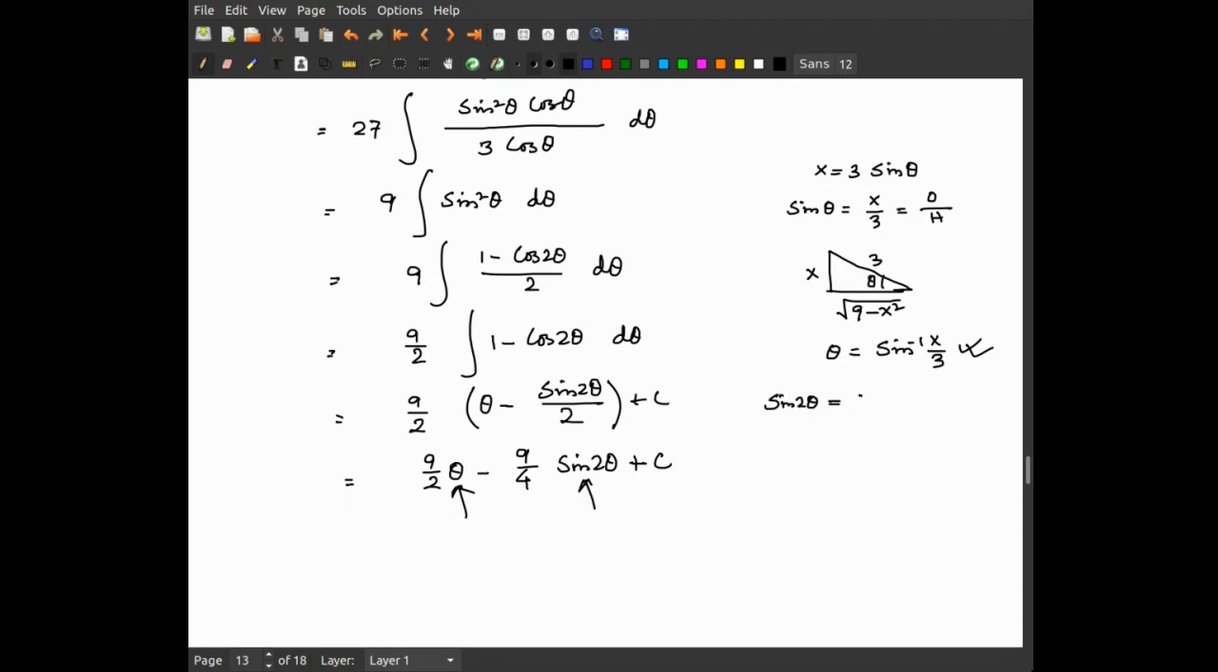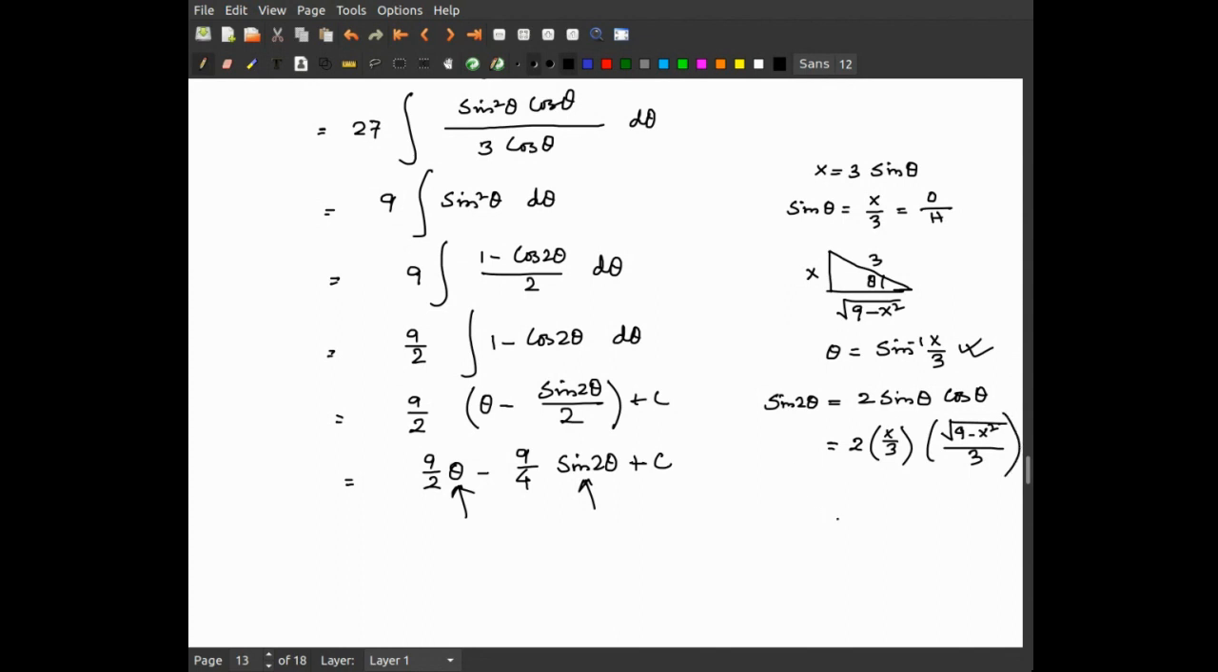Sine 2 theta equal to 2 sine theta cos theta. Remember the double angle formula. There is a double angle formula for sine as well. So 2 sine theta cos theta. So now that 2, but what is sine theta? It is x over 3. So far good. But what is cos theta? Cos theta is adjacent by hypotenuse. So that means cos theta will be square root of 9 minus x square divided by hypotenuse, which is 3.